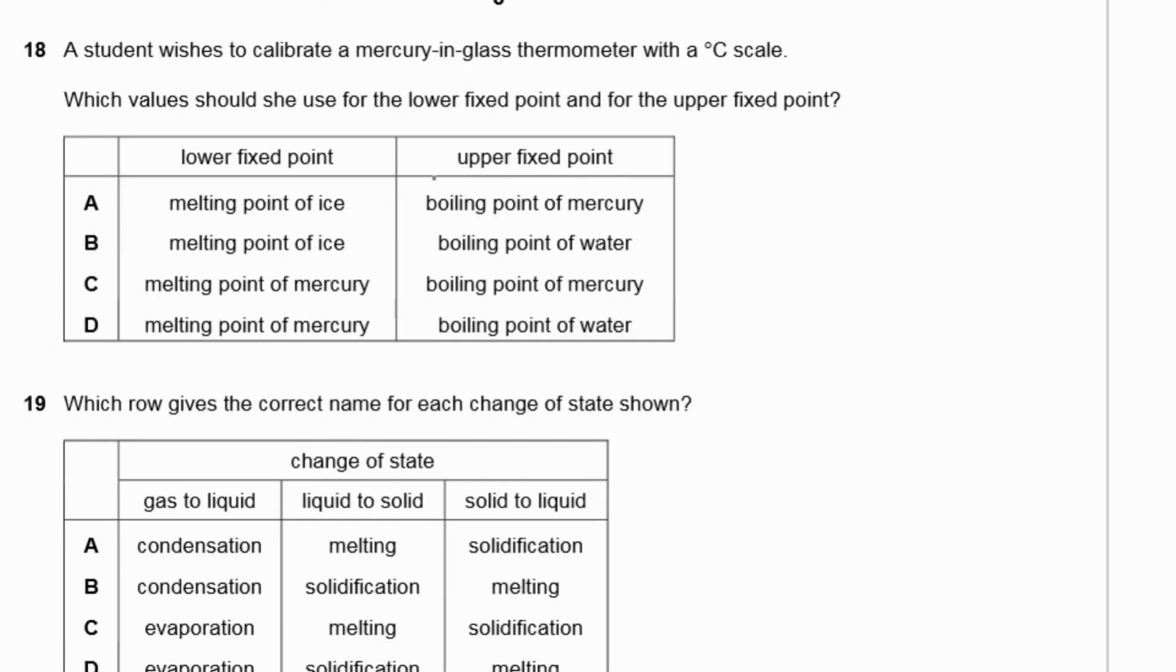18. A student wishes to calibrate a mercury and glass thermometer with a degrees Celsius scale. Good for them. Which value should she use for the lower fixed point and the upper fixed point? Well, it's a degrees Celsius scale. So it's going to be ice, which is just melting, and that's 0 degrees Celsius for the lower point, and pure water, which is boiling, and that's 100 degrees Celsius. All right, so the lower fixed point should be the melting point of ice. There's a possibility of melting point of mercury? I think not. Upper fixed point should be the boiling point of water. There we go. That's the one we want. Option B.